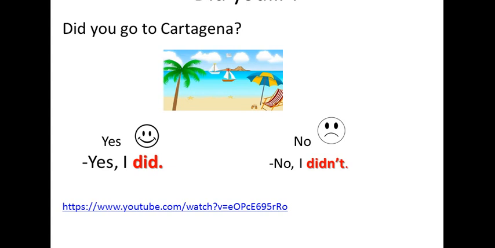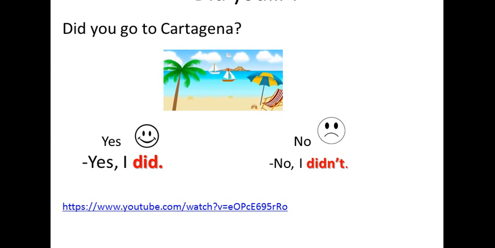How to make questions in past. We use did, that is the auxiliary verb. That means that the sentence is in past. We use did at the beginning of the sentence. So here we have an example. Did you go to Cartagena? If the answer is positive, you write yes, I did. If the answer is negative, you write no, I didn't.